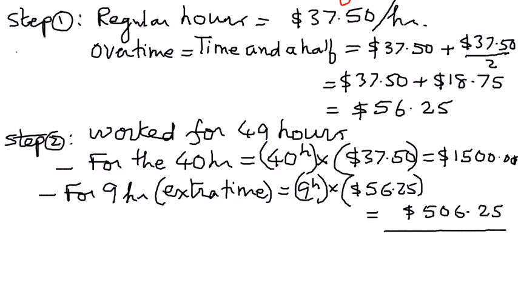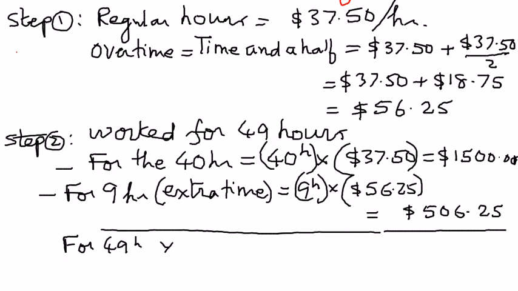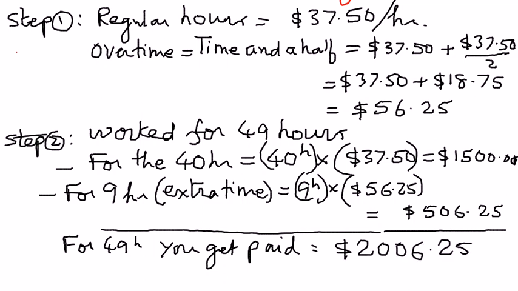That amount, I will write here, for 49 hours you get paid, these two numbers we want to add, 1500 plus 506.25. So that amount comes up to $2,006.25. So this is the amount we should be looking for in our paycheck when we get the paycheck.